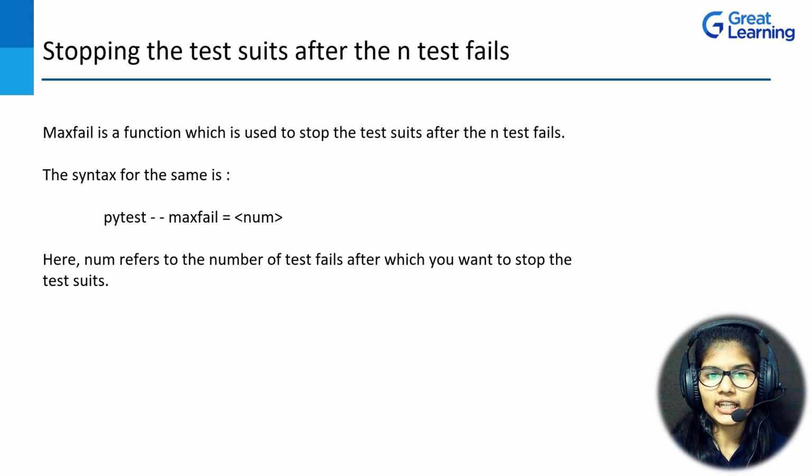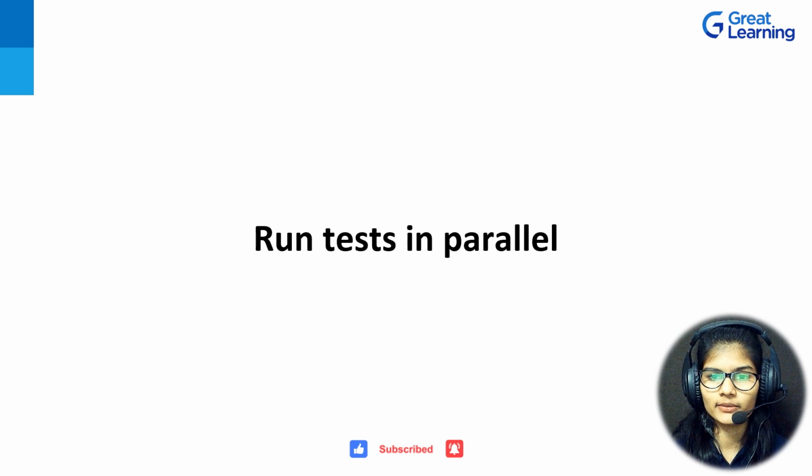Now, stopping the test suite after n test failures. Let's say you are running the test and you want to stop as soon as you reach a maximum number of test failures. For that you have an option named maxfail. maxfail is used to stop the test suite after n test failures. The syntax is pytest --maxfail=num. You put the respective number here, after which number of failures you want to stop the test suite.